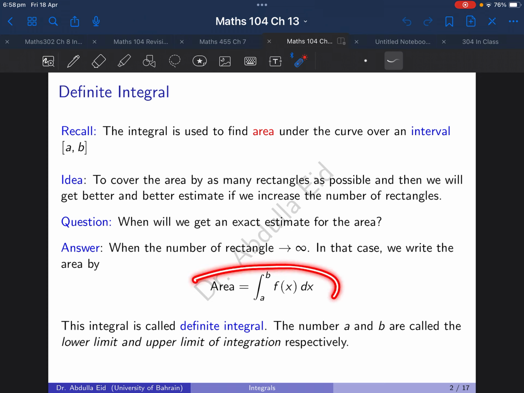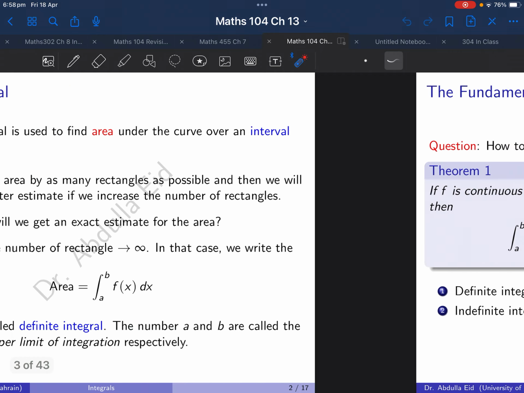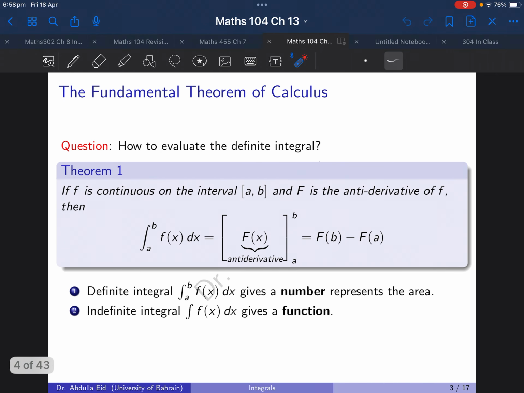So the definite integral will be the area under the curve, and we write it the same way we did before, but we write those two numbers that are given to me as the lower limit and upper limit of integration. So just extra, we write A and B. The question is how we are going to find this new object, which is the integral with two numbers, lower and upper. Well, the idea is very simple.